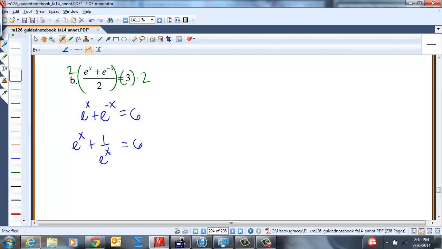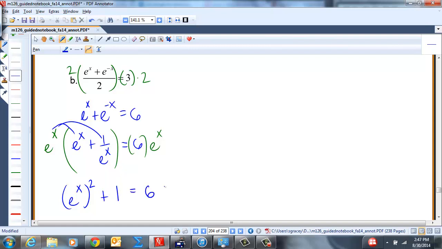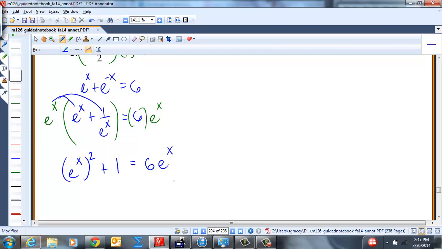And then if I multiply everything by e to the x, let's see what we get. E to the x multiplied to itself twice is going to be e to the x squared. So remember, you have to distribute it to both. E to the x times 1 over e to the x will just be 1. And on this side, we'll have 6 times e to the x. So we have something that's quadratic in form.